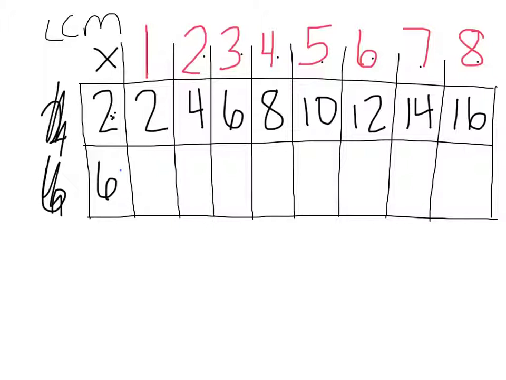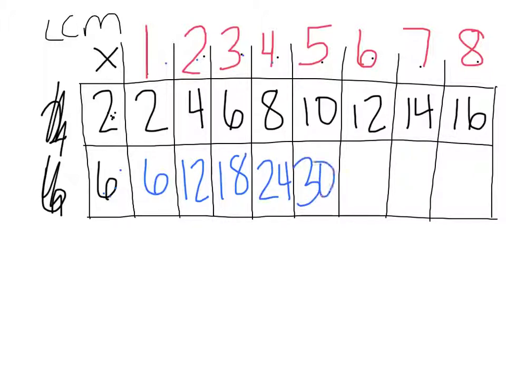So I've got 6 times 1 is 6. 6 times 2 is 12. 6 times 3 is 18. 6 times 4 is 24. 6 times 5 is 30. 6 times 6 is 36. 6 times 7 is 42. And then 6 times 8 is 48.